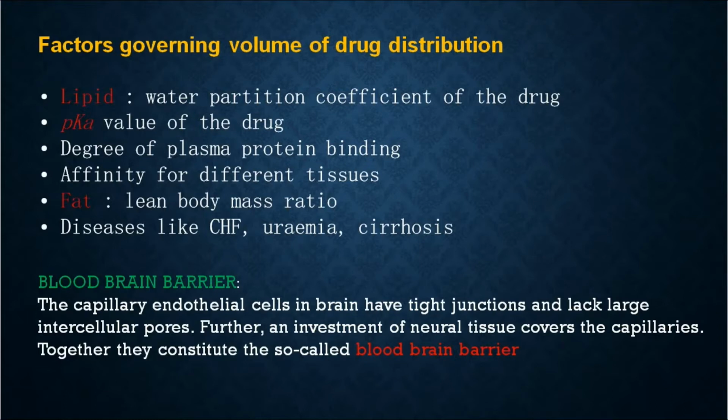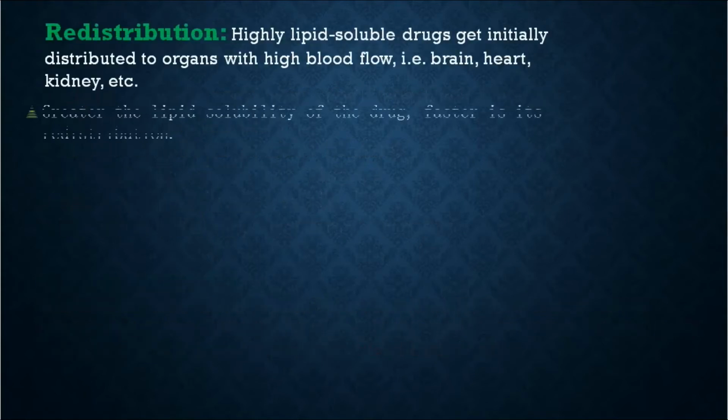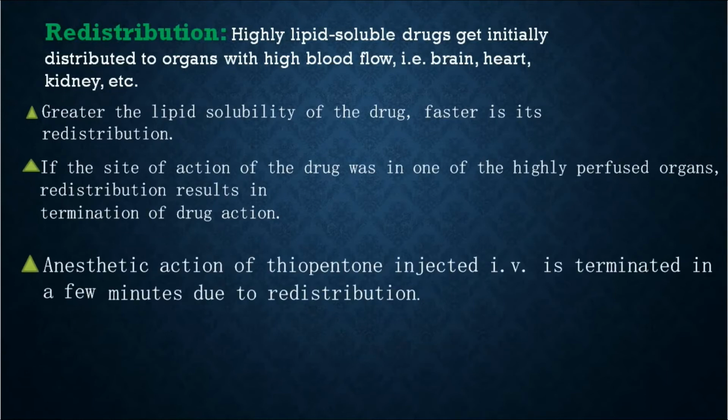Blood-brain barrier. The capillary endothelium cells in the brain have tight junctions and lack large intracellular pores. Further, an investment of neural tissue covers the capillaries. Together, they constitute the blood-brain barrier. Redistribution. If the site of action of the drug is in one of the highly perfused organs, redistribution results in termination of drug action, like the anesthetic action of thiopentone injected intravenously is terminated in a few minutes due to redistribution.